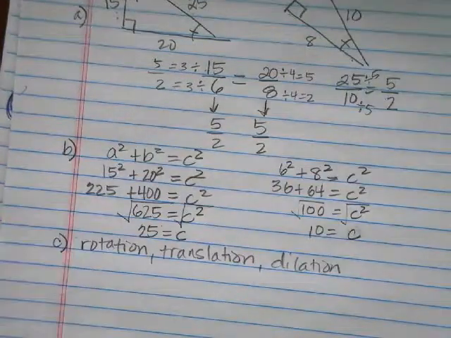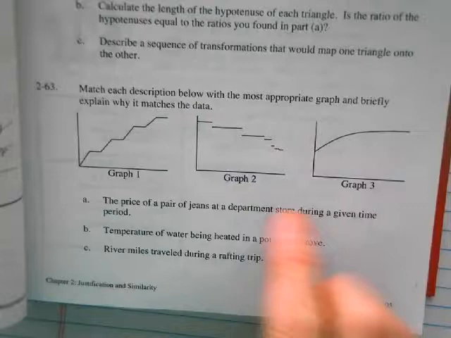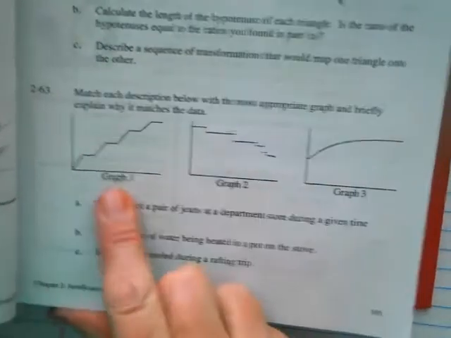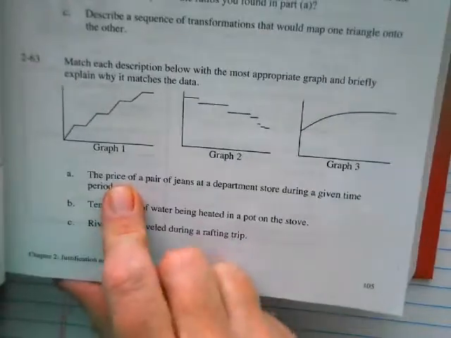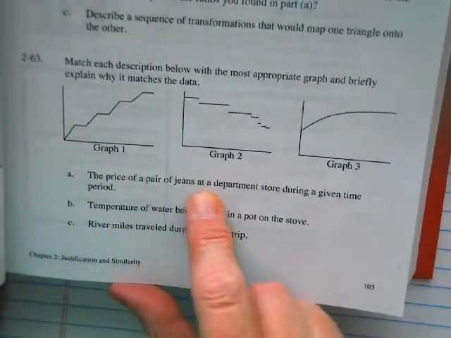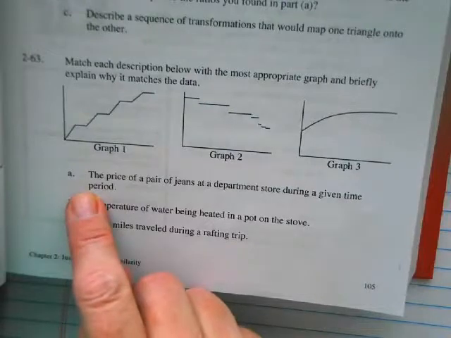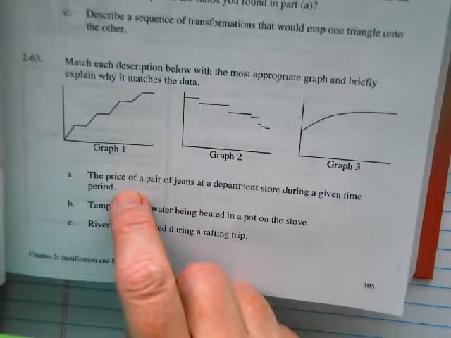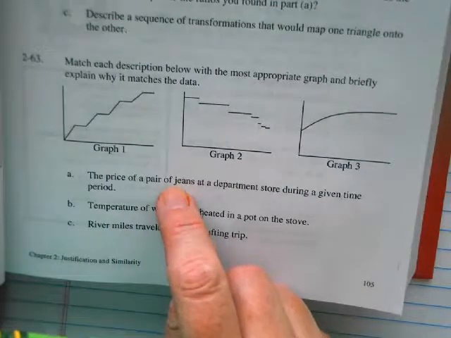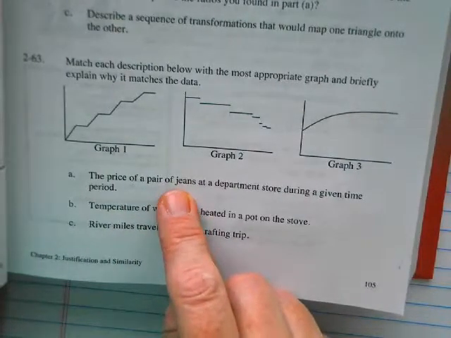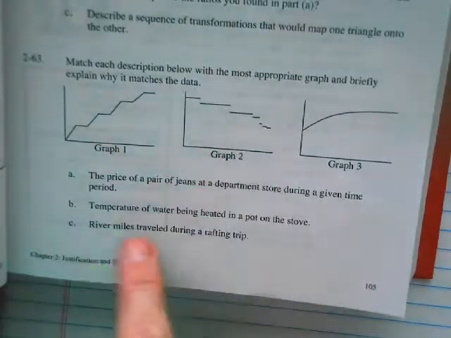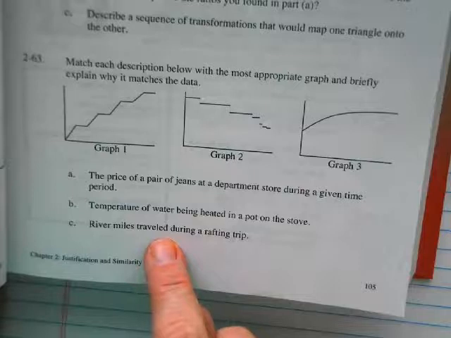Okay, 263. Match each description below with the most appropriate graph and briefly explain why it matches the data. So, part A, the price of a pair of jeans at a department store during a given time period. Well, I'm thinking the price of the jeans is going to go down, because usually when something's new, that's when it costs the most. So I'm thinking it's going to match graph 2. I'm going to check out B and C before I make a decision.